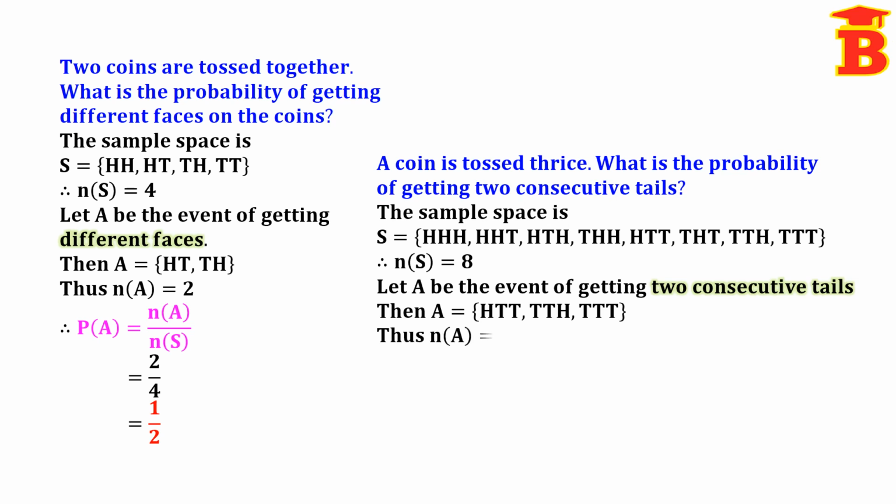Now count and write n(A) equal to 3. Now the formula is P(A) equal to n(A) divided by n(S). That is equal to n(A) value 3 divided by n(S) value 8. So the answer is 3 by 8.